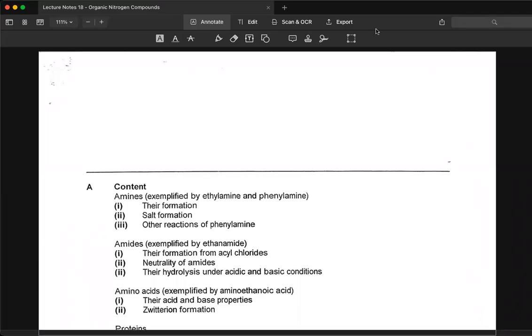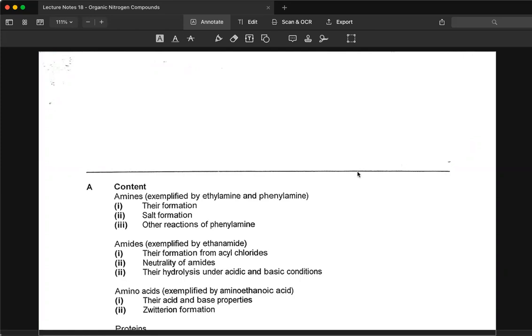Good morning, everyone. I'm here to share the last lecture for organic chemistry, but this is not the last lecture for the A-level chemistry syllabus. I still have electrochemistry and the periodic table. So after this last organic chem topic, I'll be moving on to the periodic table first, transition metals, and then electrochem.